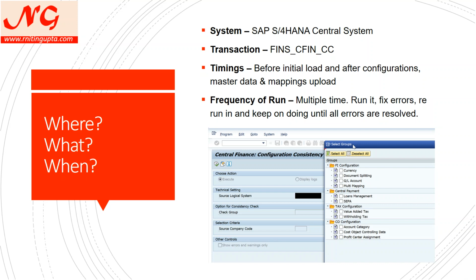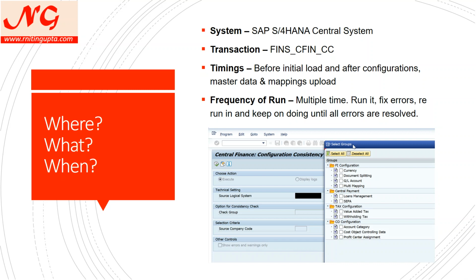Once you are done with all this, of course, you can save it as a variant. You have the option on the top, and then you execute this program. You have two options. You can execute it in background or in front end, up to you. It is recommended to do it in background, but if your data is small and your system is good in terms of performance, you can run it in front end.